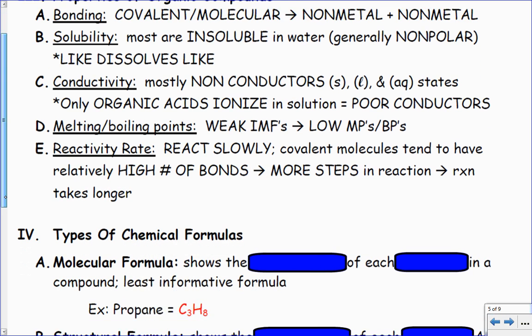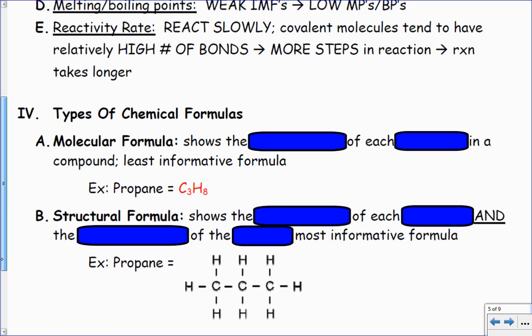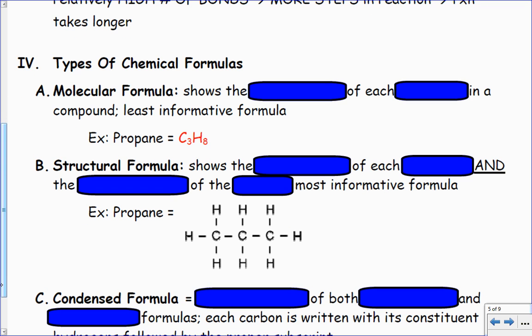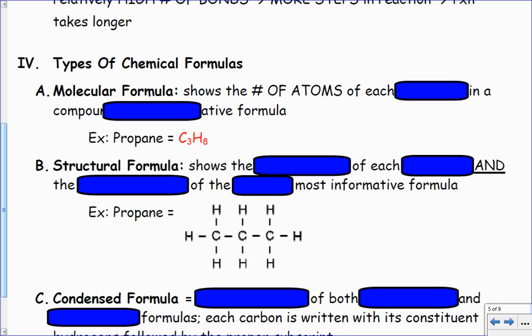Now, the types of chemical formulas is really where we're going to get into a lot of our other notes videos. There's molecular, structural, and condensed formulas. Molecular formulas are the most common. It shows the number of atoms of each type of element in a compound.